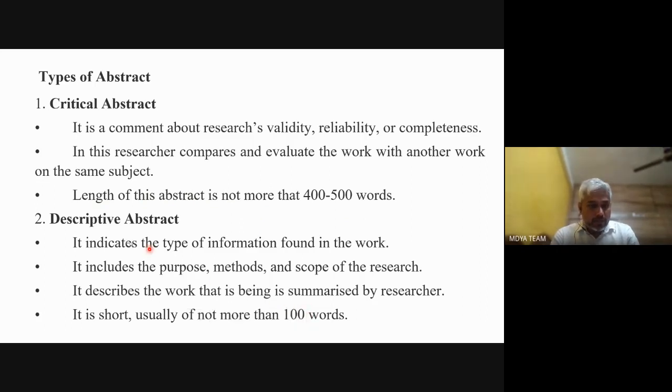Second type of abstract is the descriptive abstract. It indicates the type of information found in the work. It includes the purpose, methods, and scope of the research. It describes the work that is summarized by the researcher. It is short, usually not more than 100 words.